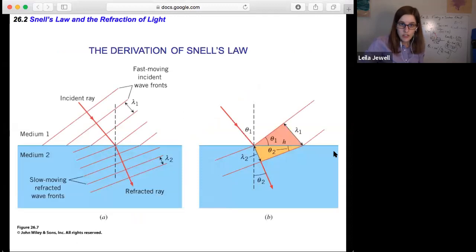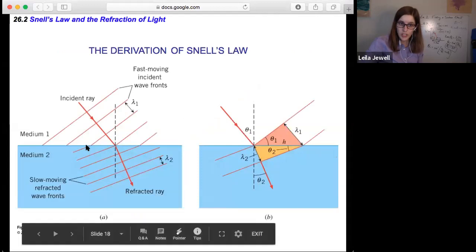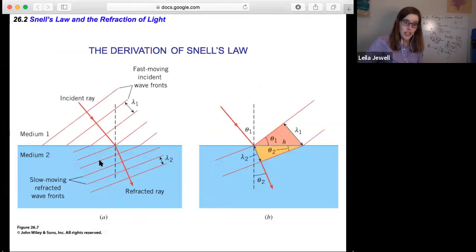Now you could derive Snell's law with some geometry here. I'm not going to get into this too much, but it has to do with the wavefronts, and when they encounter a medium like water, it slows them down. And so as they slow down, the light itself has to bend. That's sufficient knowledge to me.